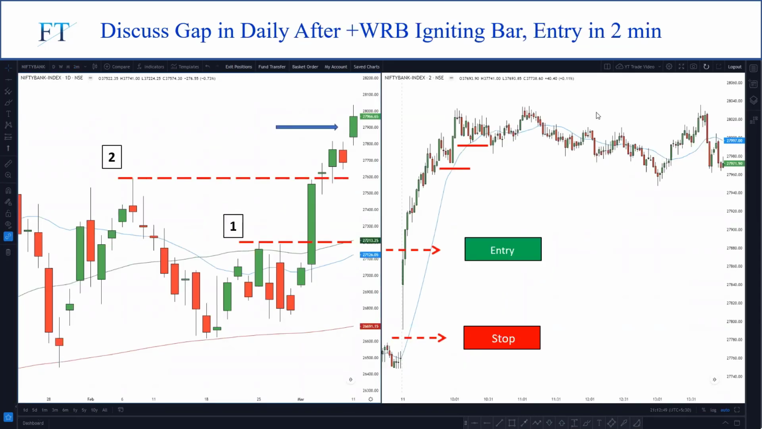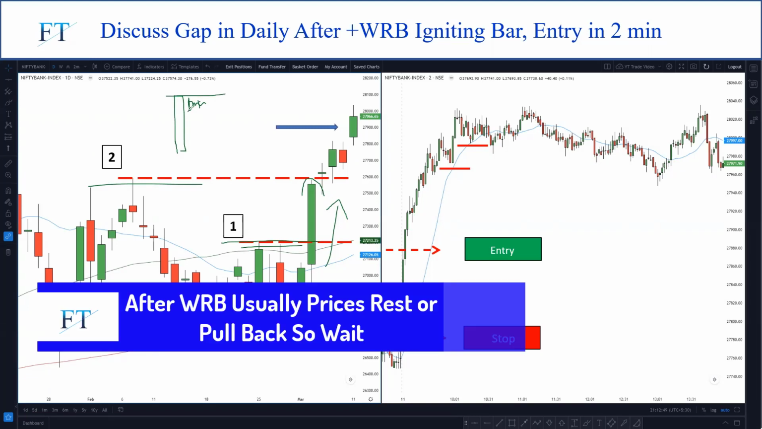Okay, so in this chart, what do we have? We have a very strong wide range bar igniting a move to the upside, which first cleared this nearby resistance, and then a follow-through of this igniting move has cleared the second resistance here. Now, after a very strong momentum move, ideally we should wait for a consolidation. It could be 1 bar or 2 or 3 bars, and then we take the entry above that candle.